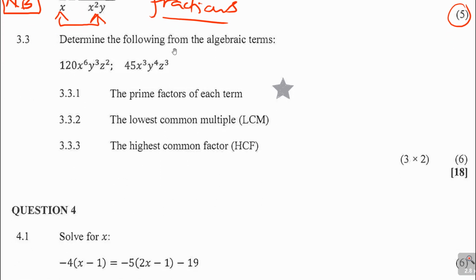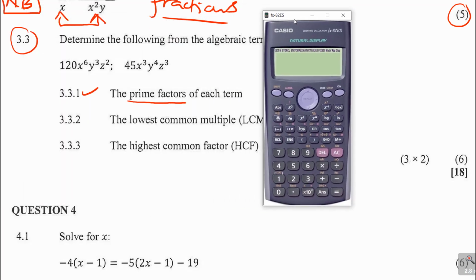3.3, determine the following from the algebraic terms. Look guys, 3.3, this question, they like it. It's 6 marks, but the first one says determine the following from the algebraic terms. 3.3.1, the prime factors of each term. I mean, look at this. Your calculator is your main guy here. You can just use your calculator and you just say 120.